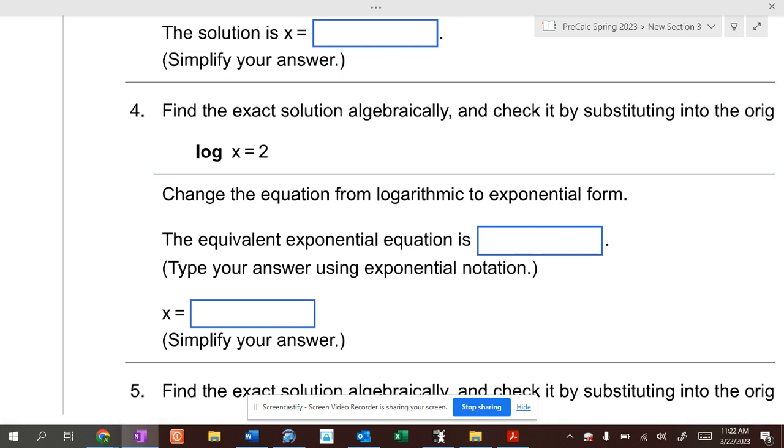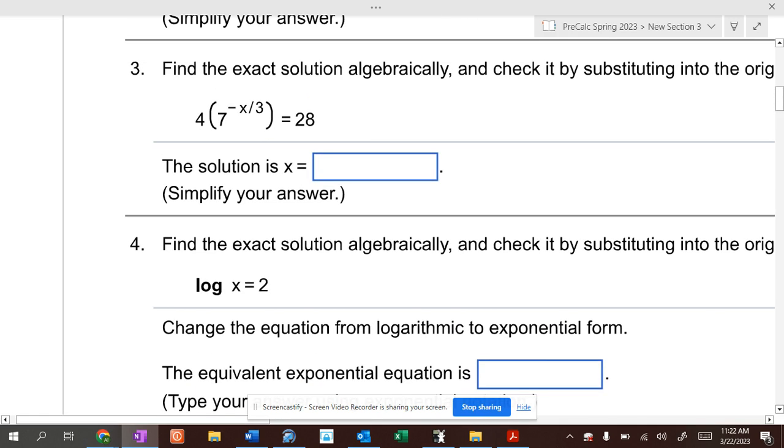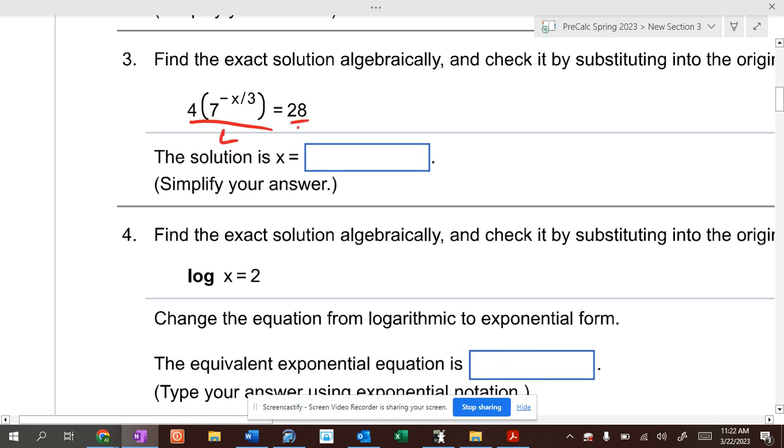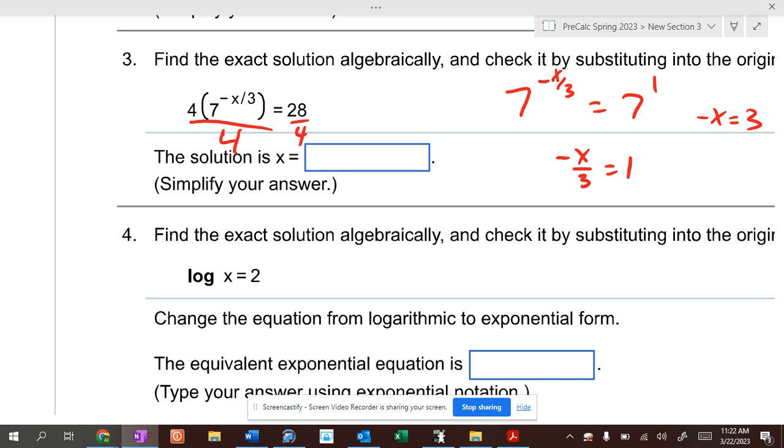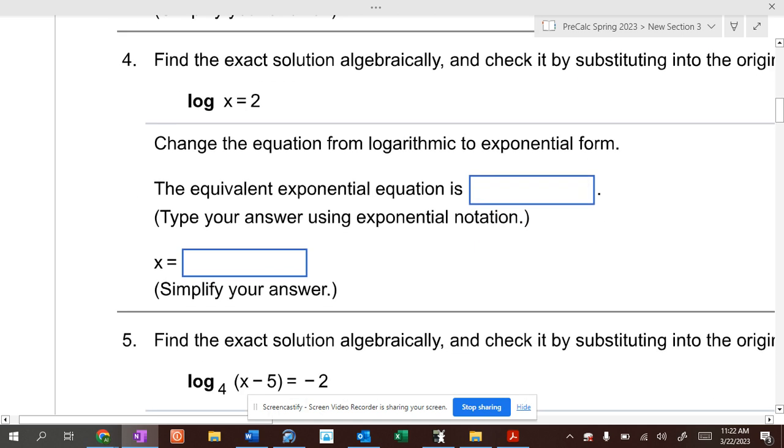Do you want me to do this problem? Okay. So if we divide by 4, we get 7 to the negative x over 3 equals 7. 7 to the what? 1. So negative x over 3 equals 1. What do we do to each side? Times 3. Negative x equals 3. So x equals negative 3. That wasn't that hard.